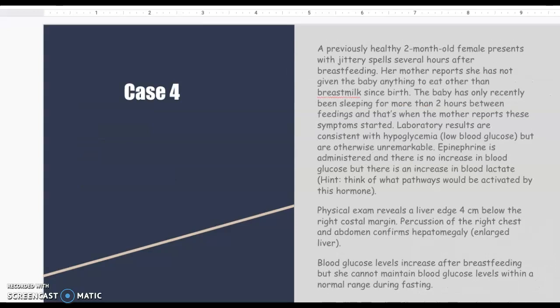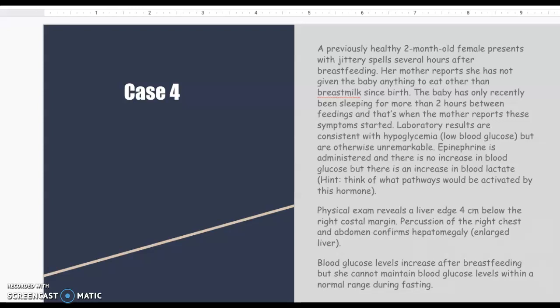Moving on to case 4. This is going to be more of a case study on a patient and figuring out what their diagnosis is.